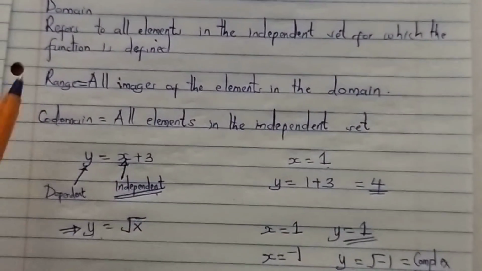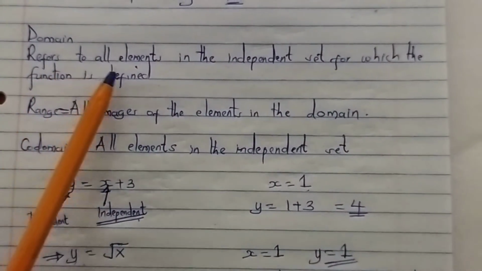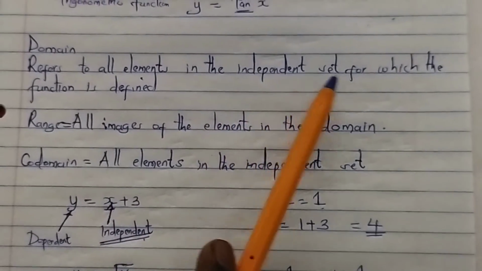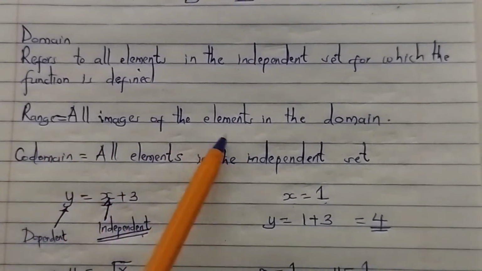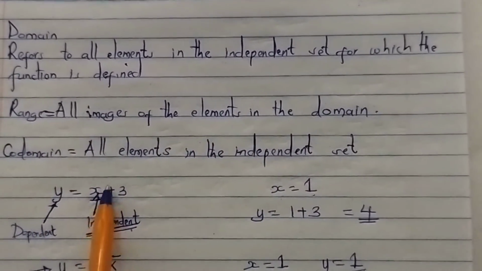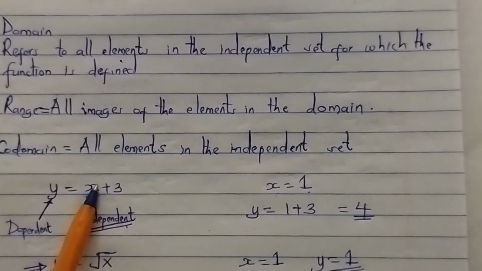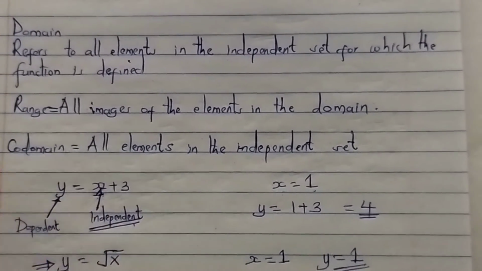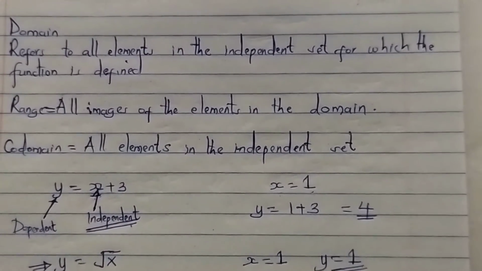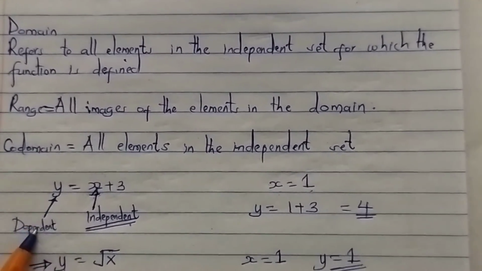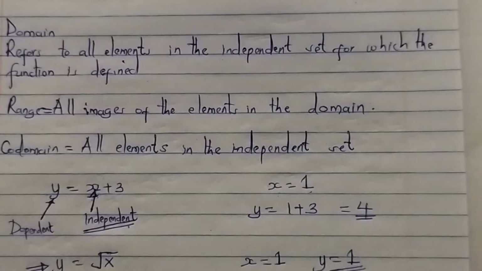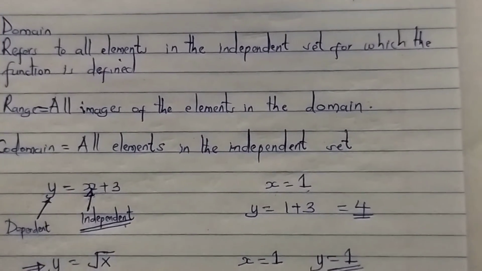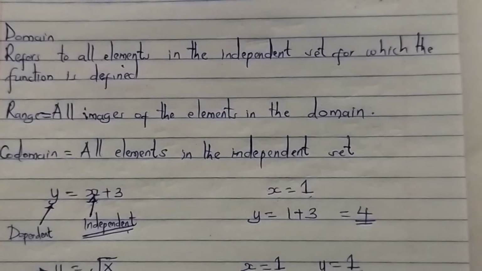That is the difference between domain, range, and codomain. As I've said, I'm repeating the definition. Domain refers to all elements in the independent set for which the function is defined, while range refers to all images of the element, all images of the domain which you have placed as the value of x. While codomain is any value of x, whether it is going to be giving you a real value of y, and I've said y is our dependent variable, whether it is going to give you a real value of y or not, that is a codomain. It doesn't matter whether it is going to give you a real value or not. Let me pick an example.